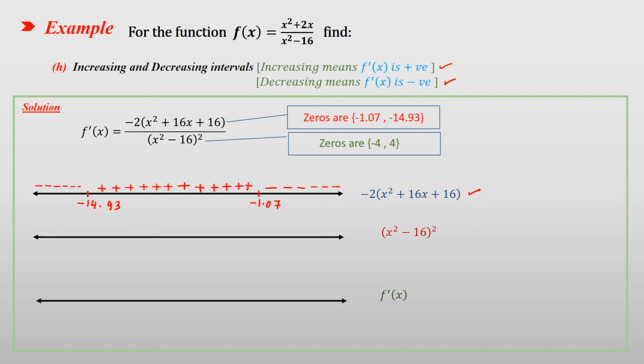For the denominator we have x squared minus 16 squared, and since this function is to the power 2, it's positive all along the number line. So we have x equals 4 and negative 4 as zeros of this function. Pay attention to the order of the numbers. So negative 4 is here, and 4 is to the right of negative 1.07, and this function is positive everywhere.